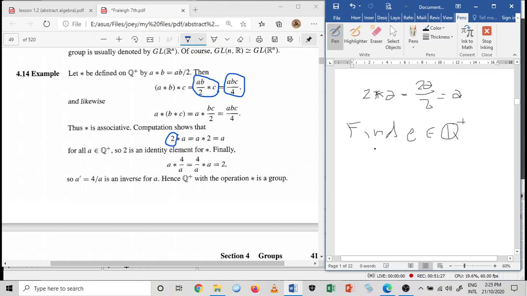We need to find an E in Q plus such that, let us make use of the symbol for such that, E operation A is equal to A operation E equals A for all element A in Q plus.